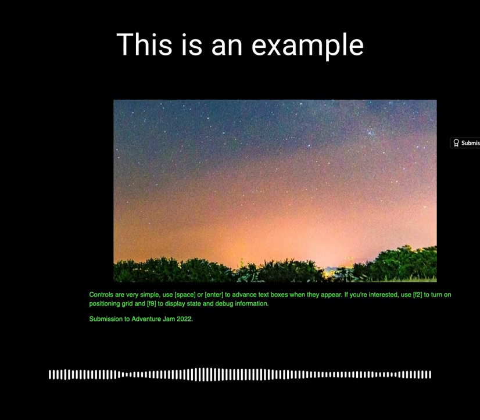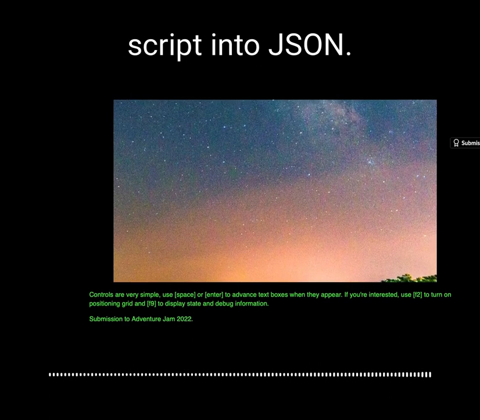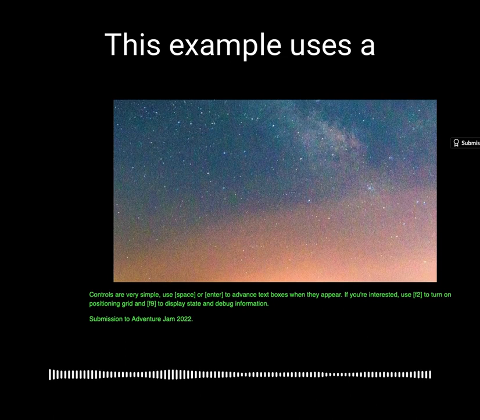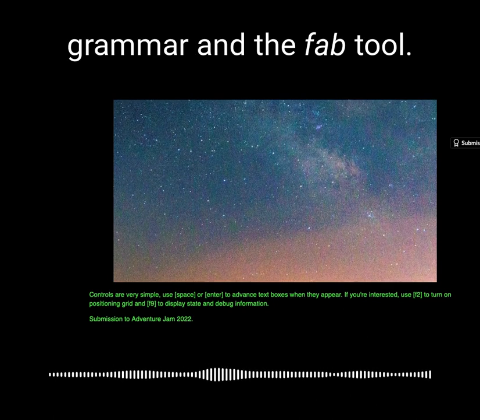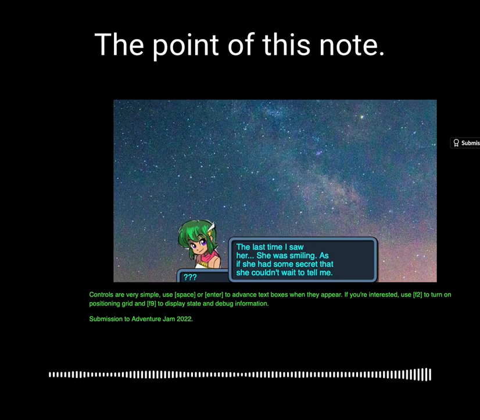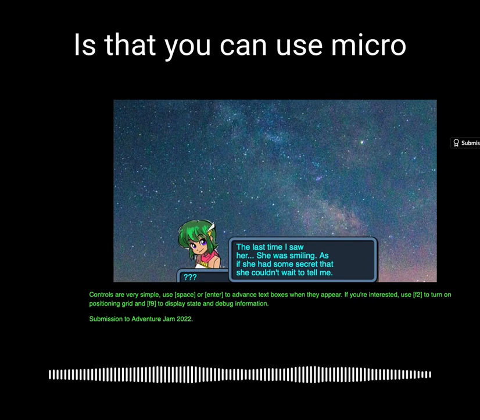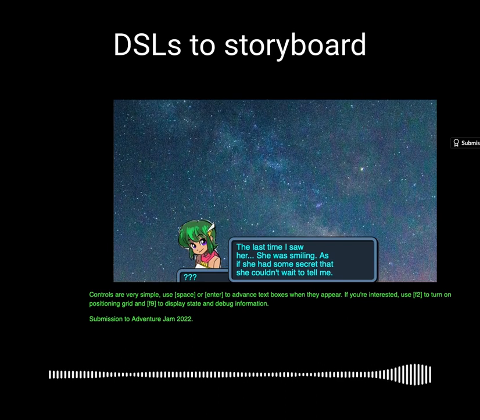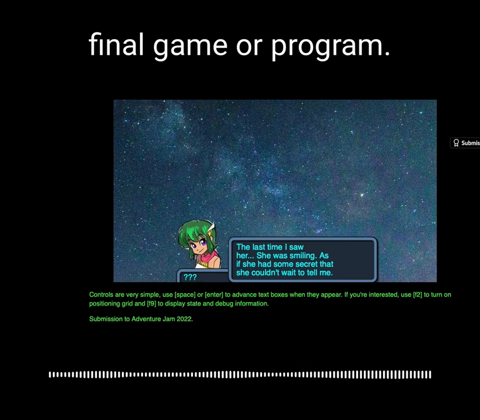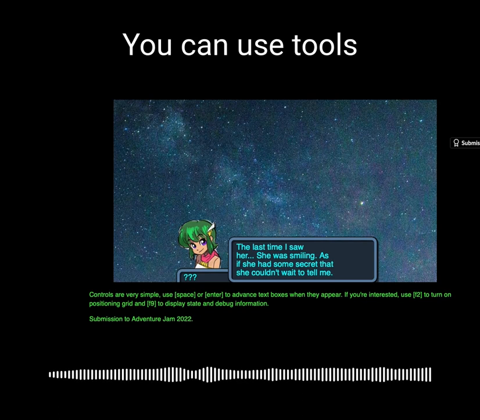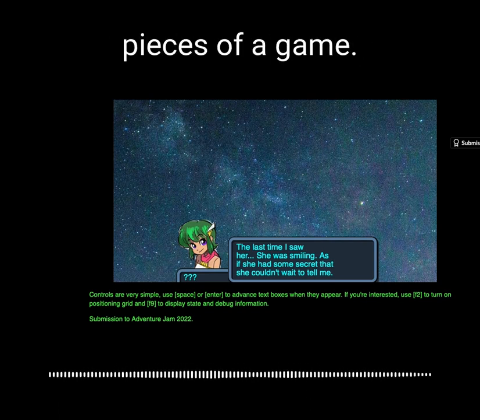This is an example of converting a game script into JSON. This example uses a grammar and the FAB tool. The point of this note is that you can use micro DSLs to storyboard and build parts of a final game or program. You can use tools to help you build up pieces of a game.